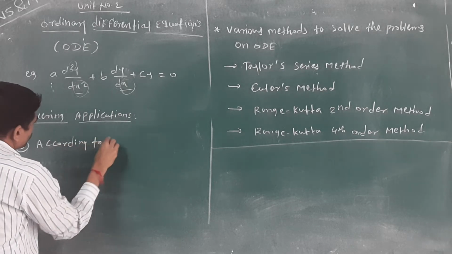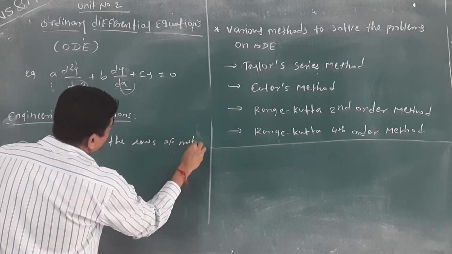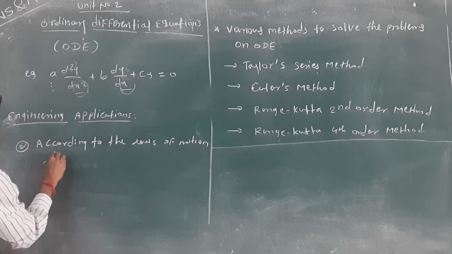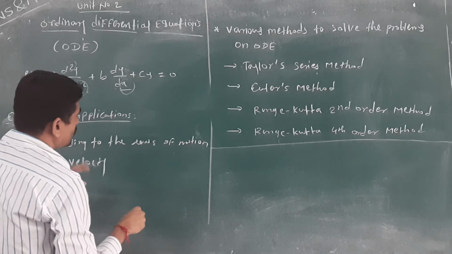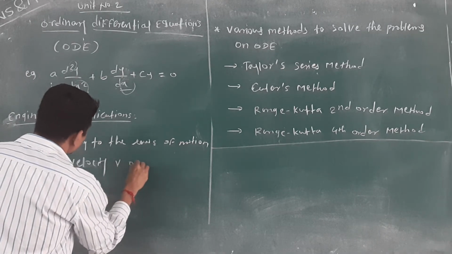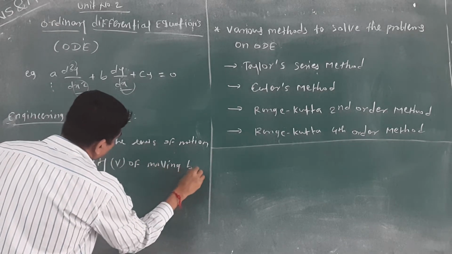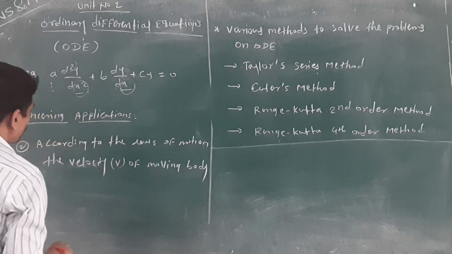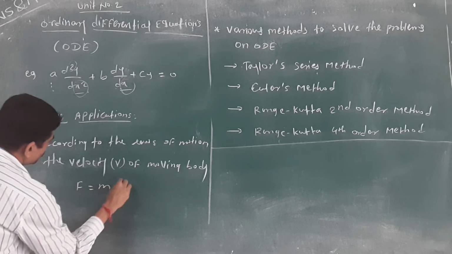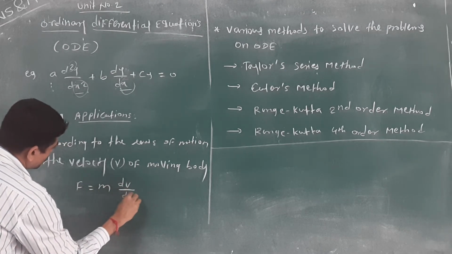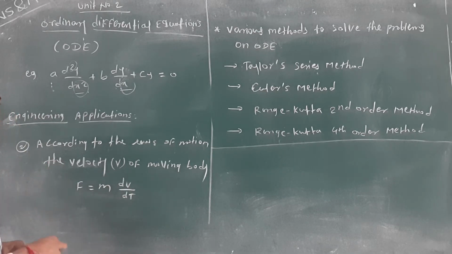According to the law of motion, the velocity v of a moving body is given by F is equal to m into dv by dt. You know that this equation, we have already seen the motion law.